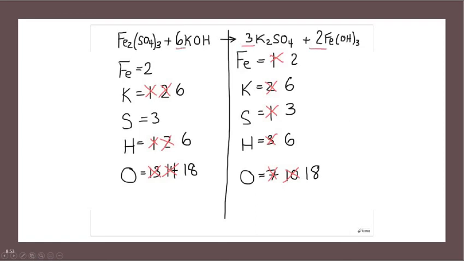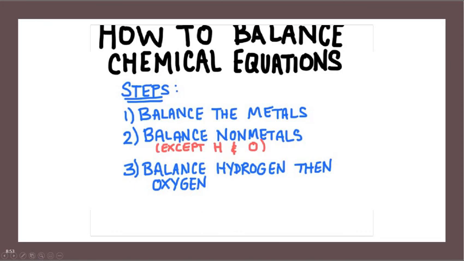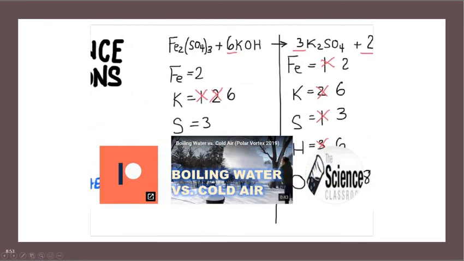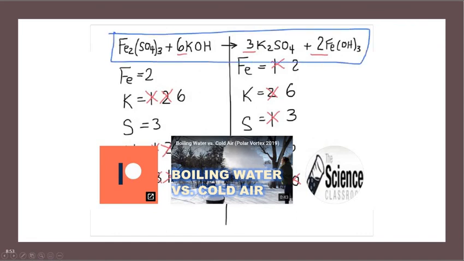If you follow these steps, the beauty of these 3 steps is that generally, just like what happened here, the hydrogen and oxygen just simply balance themselves. That happens a lot of times when you follow these steps. And so this is our completed balanced chemical equation.